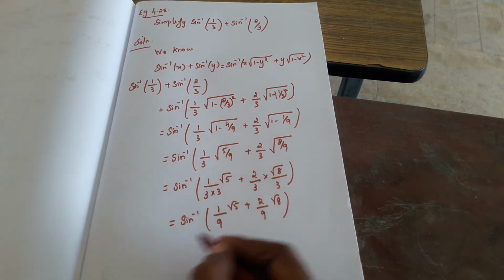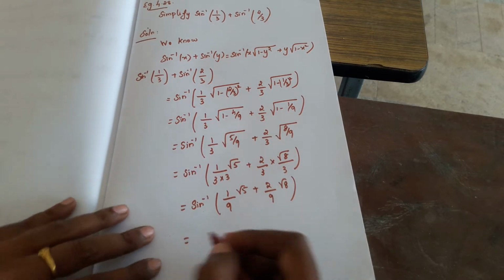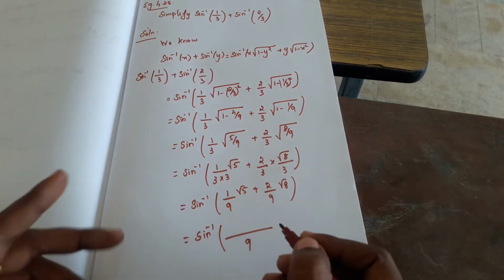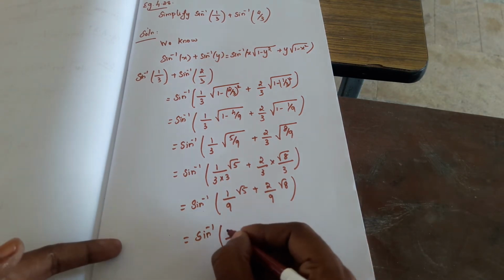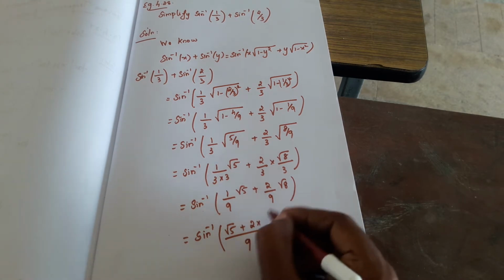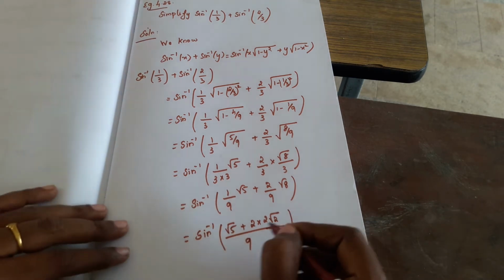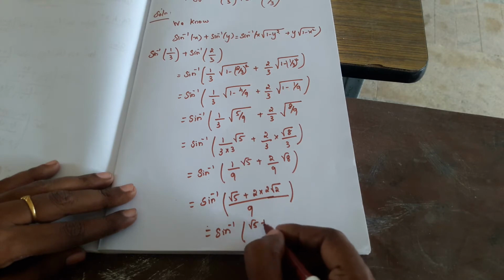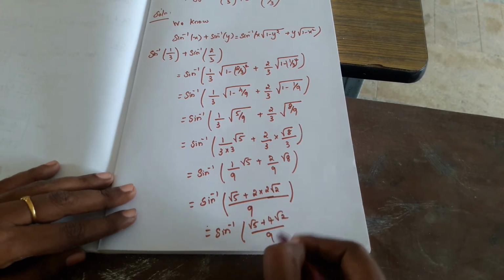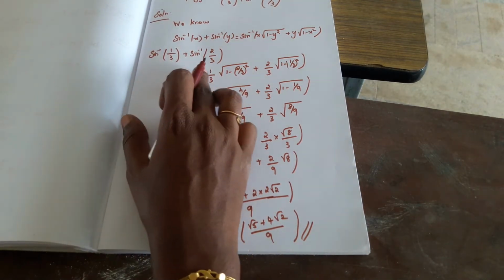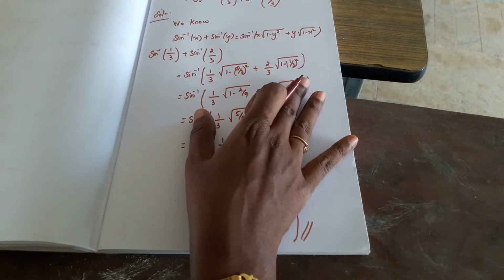Okay. So that's equal to sine inverse of, this 9 is common for both, it's the LCM, that is root 5 plus 2 into this root 8, which can be written as 2 2s are 4, 4 2s are 8, so 2 root 2 we will write. So how we will write the answer? Sine inverse of (root 5 plus 4 root 2) divided by 9. This is the required answer. Understand? So I will repeat. That is sine inverse of x plus sine inverse of y is equal to, this is a formula.